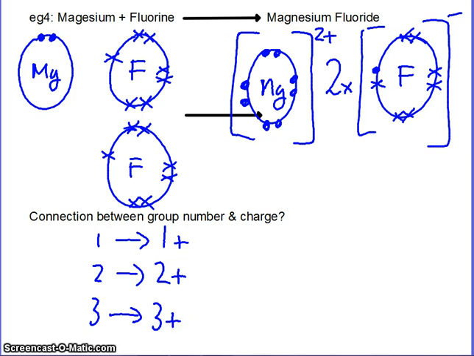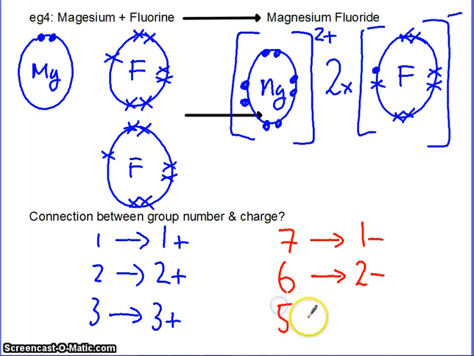But for our non-metal atoms, it's slightly different. So let's look at non-metals in group 7. Now non-metals don't lose electrons like the metals do, they gain electrons. So a non-metal in group 7 only gains 1 electron to give it a full outer shell, so has a charge of 1 minus. Non-metals in group 6 need to gain 2 electrons, so they have a charge of 2 minus. And non-metals in group 5, things like nitrogen, have a charge of 3 minus, because they are gaining 3 electrons to form their complete outer shell.